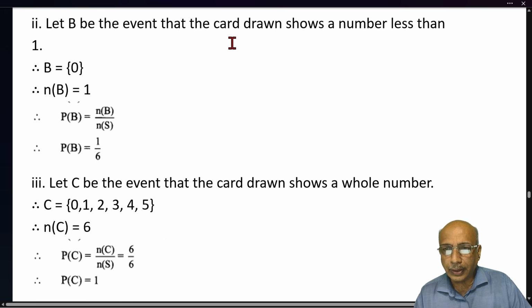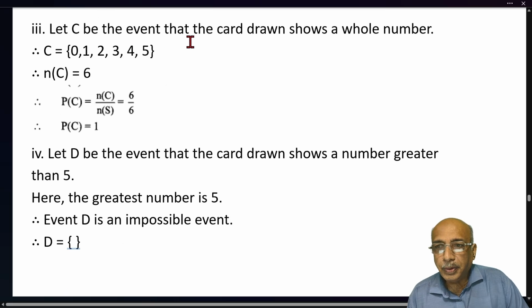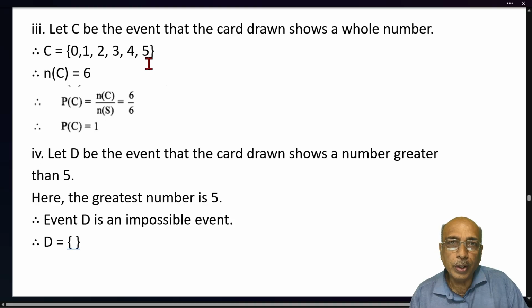Let B be the event that the card drawn shows a number less than 1. Less than 1 is only 0. So B set will be 0 element. Therefore n of B equals to 1. One element is there. So probability here will be 1 by 6. Let C be the event that the card drawn shows a whole number. Therefore C event will be 0, 1, 2, 3, 4, 5. As you know, whole number starts from 0. Therefore n of C equals to 6. So probability C equals to 6 by 6 equals to 100%.